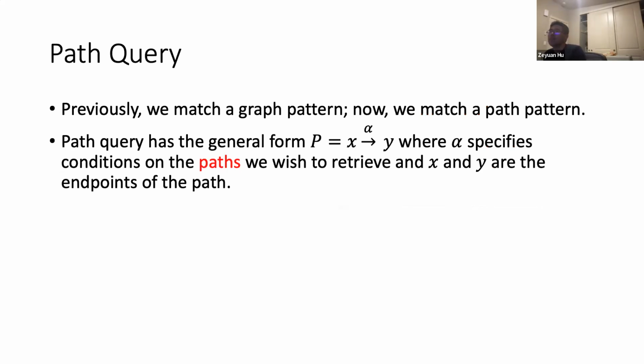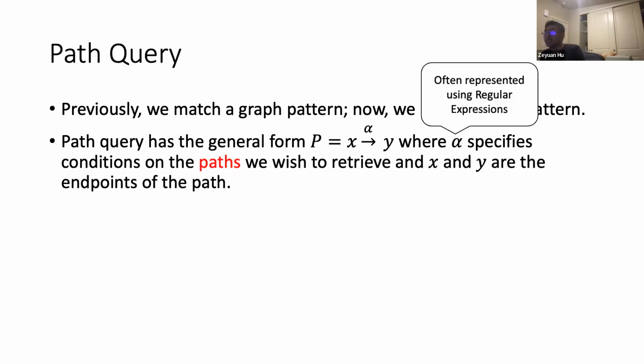Previously we matched a graph pattern. Now we want to match a path pattern. Essentially, there's not really much difference, as you will see. The path query has this generic form: X goes to Y, with some alpha above the arrow. Alpha is some specified condition on the path we wish to retrieve, and X and Y are the endpoints of the path. Normally these conditions are expressed using regular expressions.